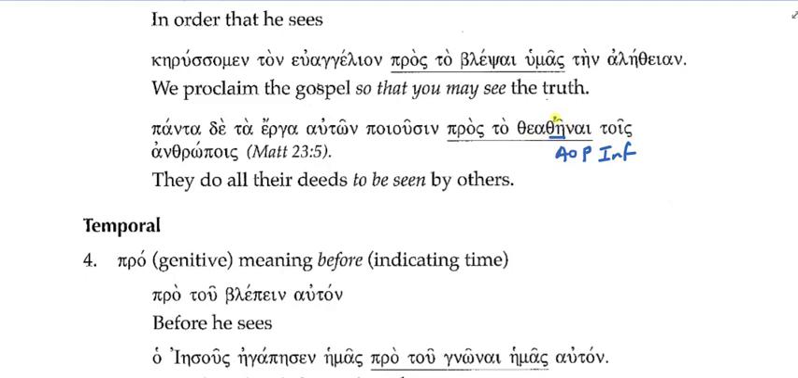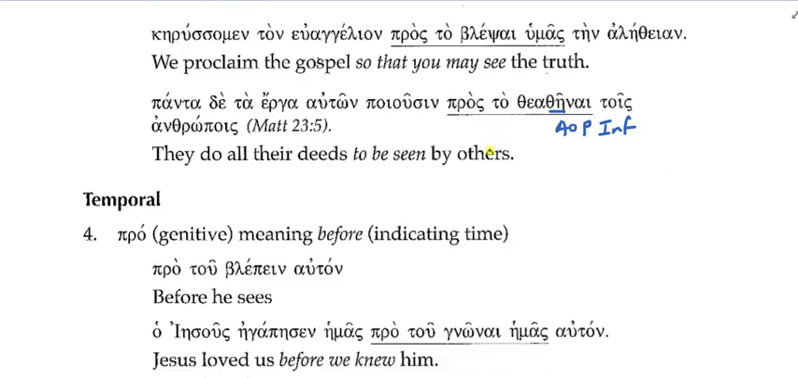Who remembers what theaomai means? Yeah, it's to see. All right, in order to be seen, tois anthropois, by men, literally, by men, by other people. All right, so main verb, and then the pros to. This is the reason that the main verb happens. They do these things in order that, or in order to be seen.